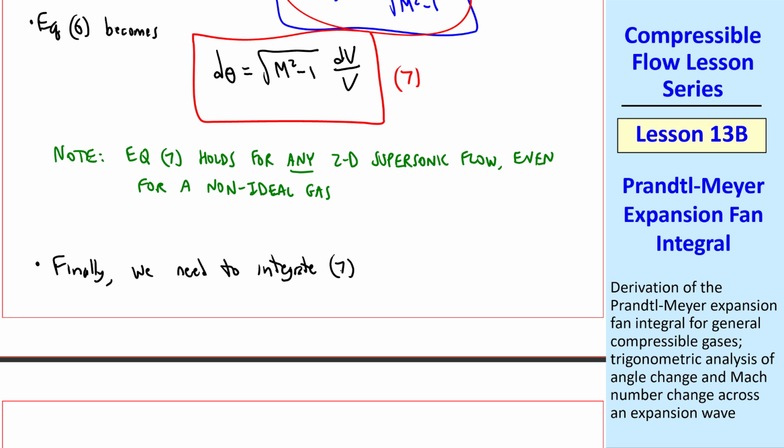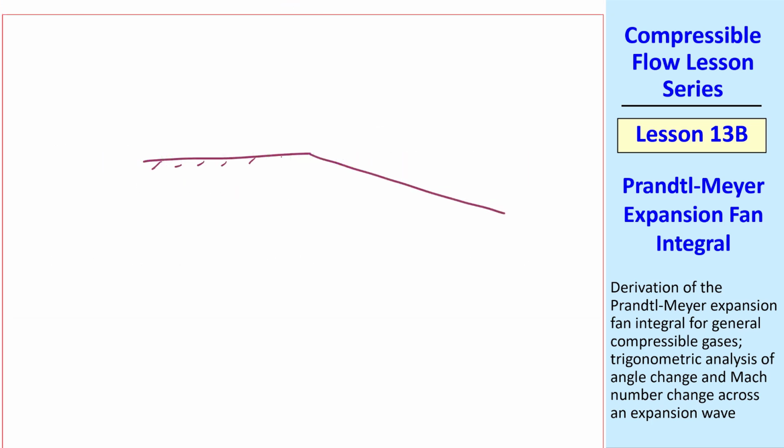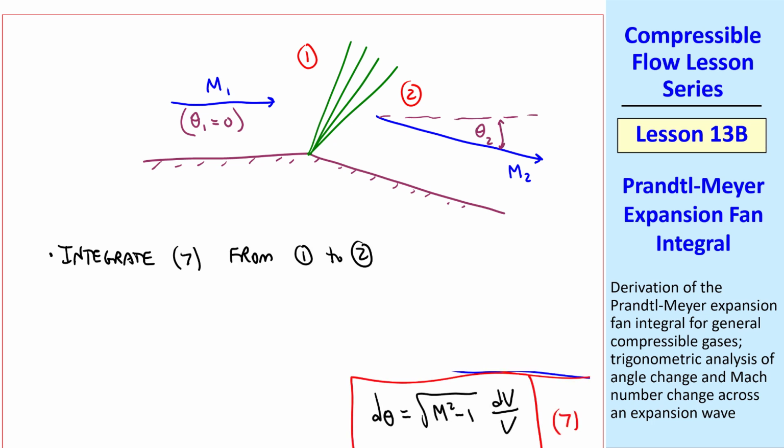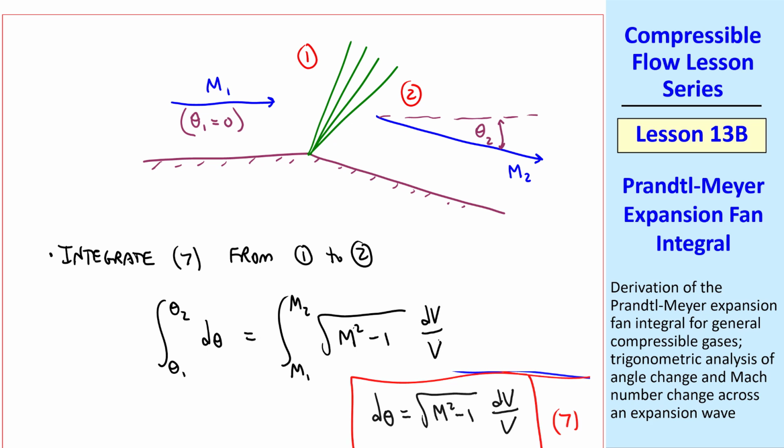Finally, we need to integrate equation 7 across the whole expansion fan. I'll re-sketch the expansion fan at a sharp corner from 1 to 2 with M1 and M2, where let's call this angle theta 2 and let theta 1 equal 0, since the flow at 1 is horizontal. So we can integrate equation 7 from 1 to 2 across the expansion fan, giving us the integral from theta 1 to theta 2 d theta equal the integral from M1 to M2 of the square root of M squared minus 1 dv over v.